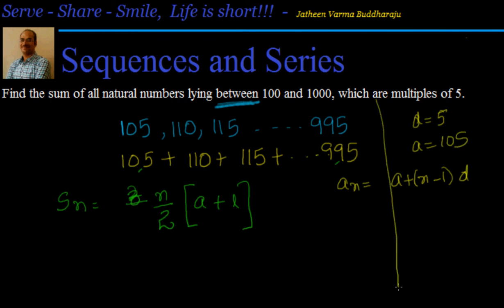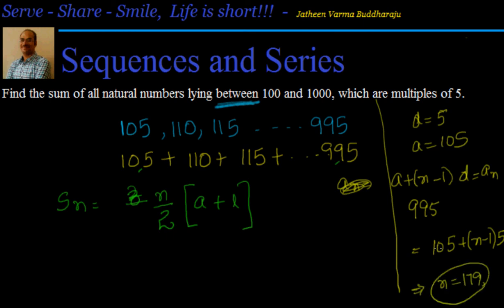So let me apply that and find out the value of n. An equal to this formula. So an is nothing but 995 equal to 105 plus n minus 1 into 5. If you simplify that, you will get n equal to 179. How? 995 minus 105 is 890. 890 by 5 is 178. 178 plus 1 is 179.